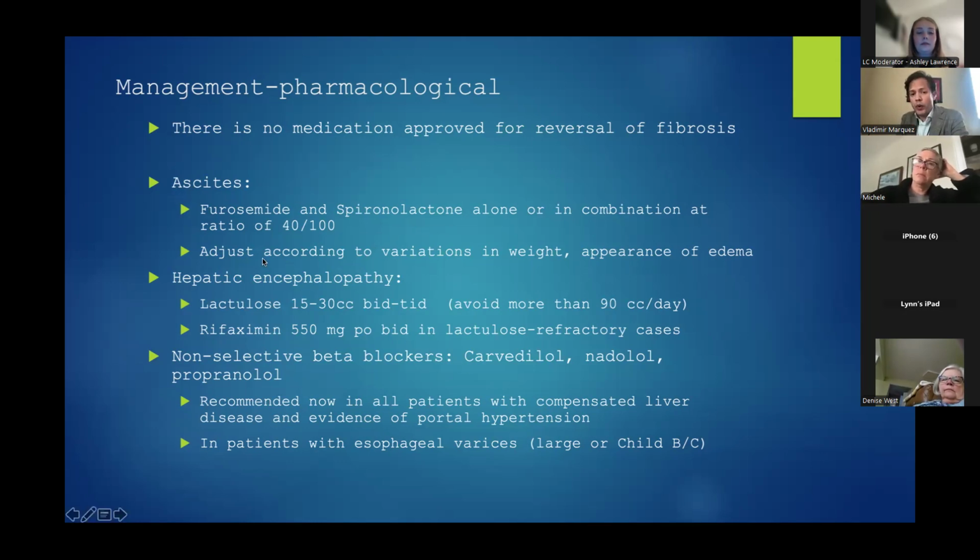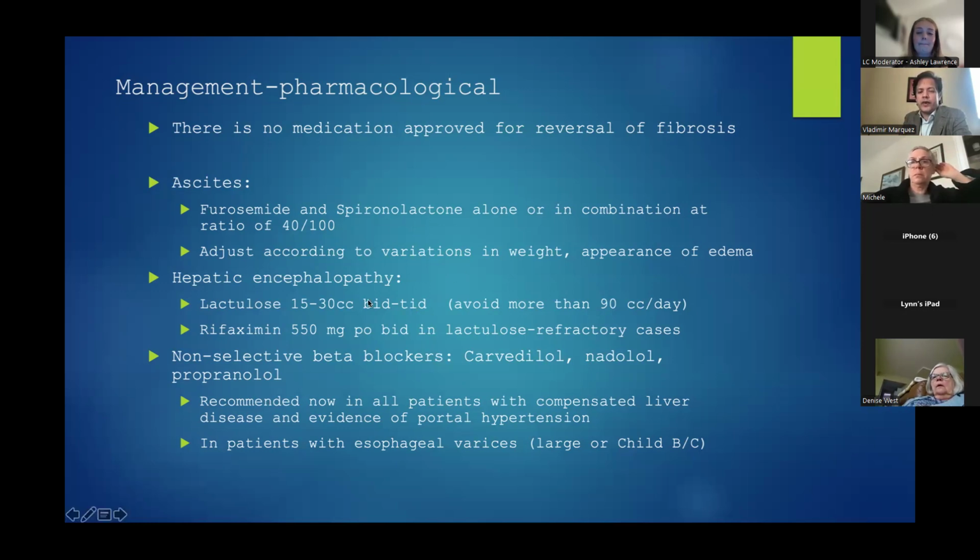We treat the ascites with water pills that we use in a ratio of 40 to 100 or 4 to 10, depending on the unit. And we adjust the dose based on the control of the fluid retention. If someone starts developing that confusion that we call hepatic encephalopathy, we start prescribing lactulose. I personally avoid more than 90 cc's per day because beyond that dose, it gives a lot of cramps and bloating and not necessarily help so much with the encephalopathy.